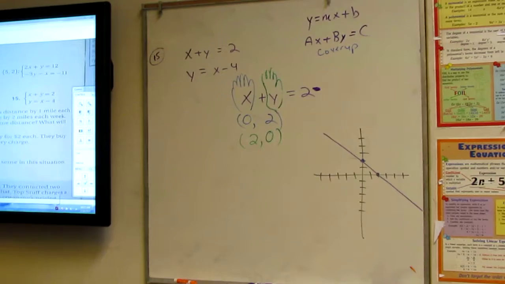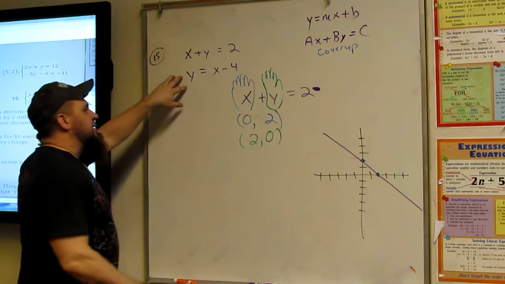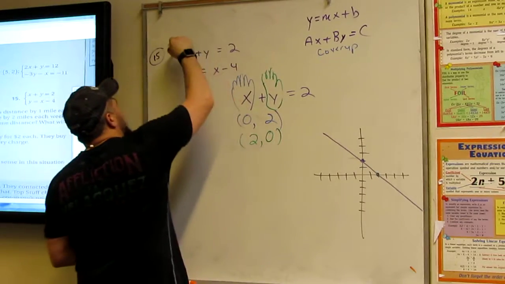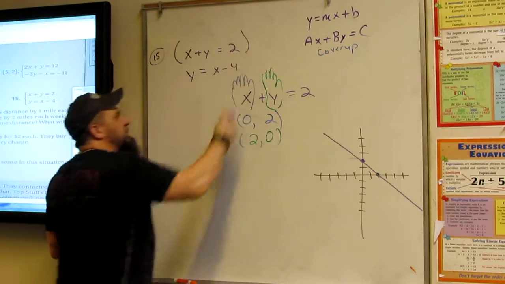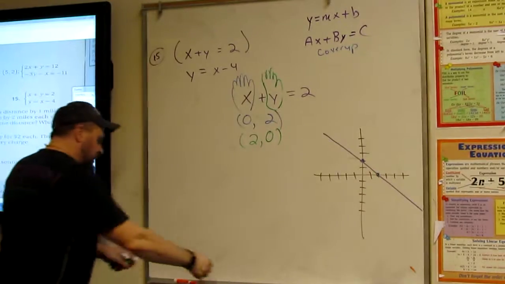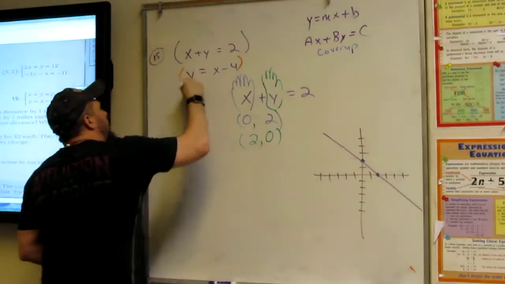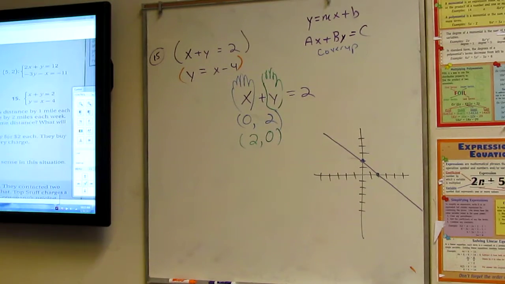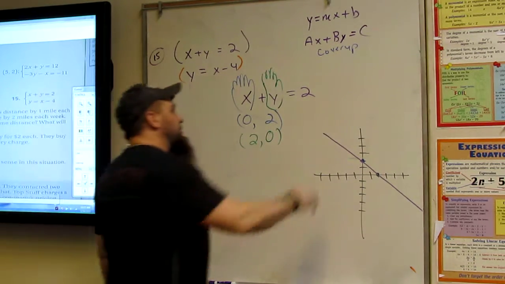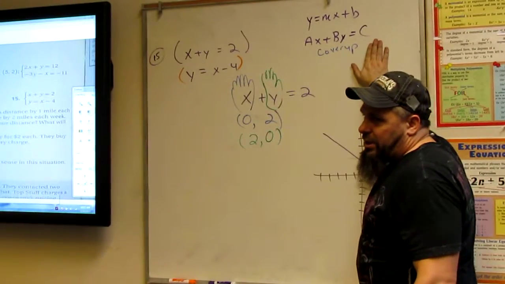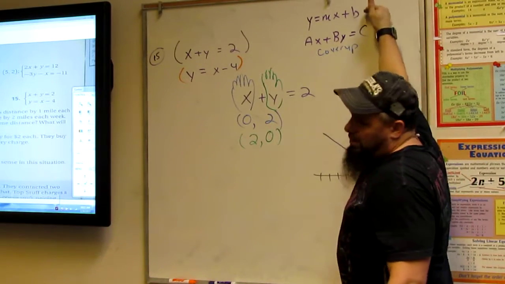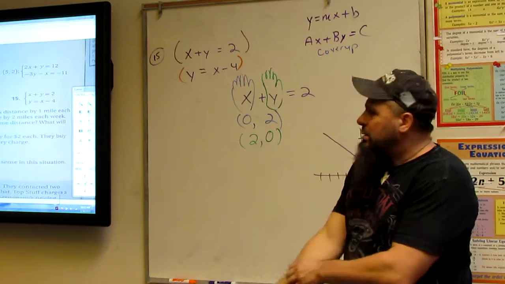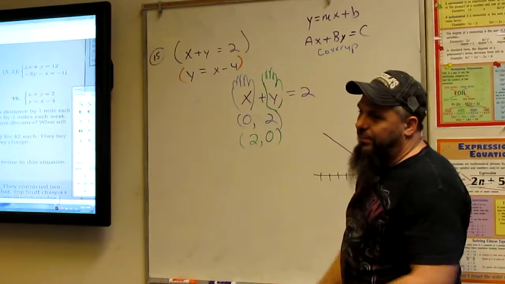Next, what am I going to use for the second equation? I used purple for the first one, so let's use orange for this one. When I draw the line, it's going to be orange. But which method am I going to use? Am I going to use cover up again? No. I'm going to use y equals mx plus b, because it's already in that form.